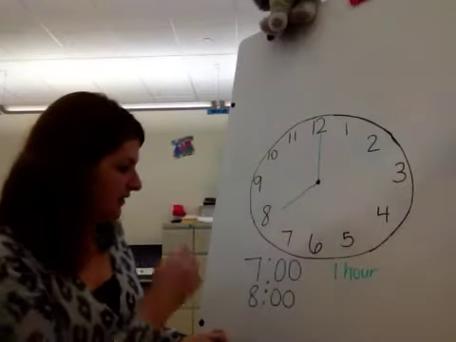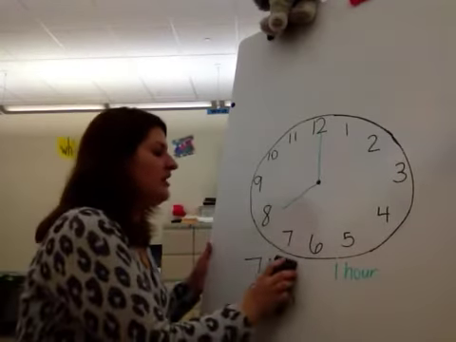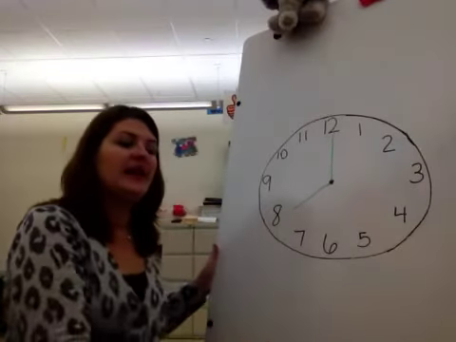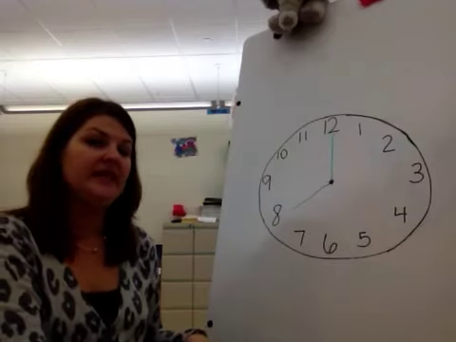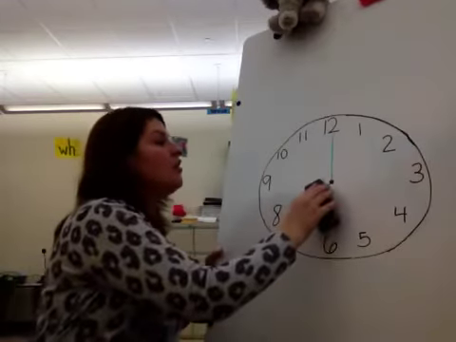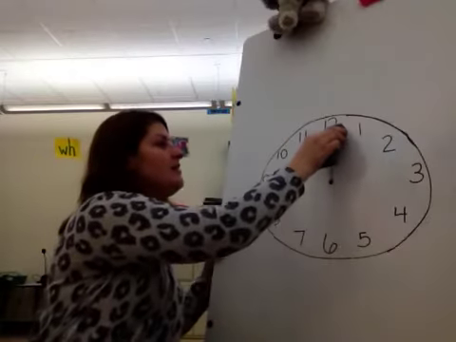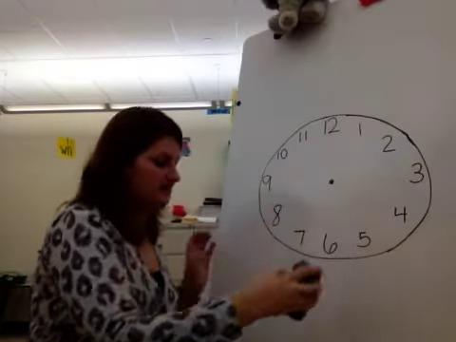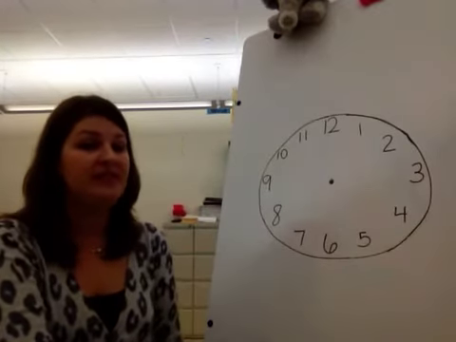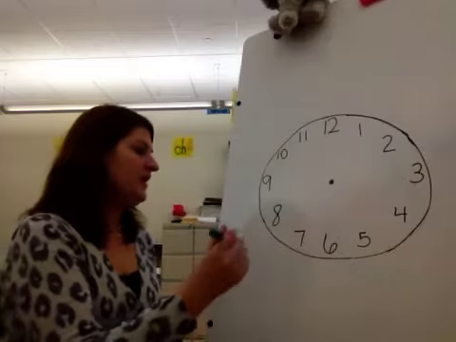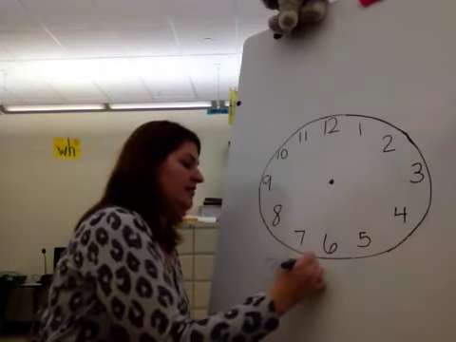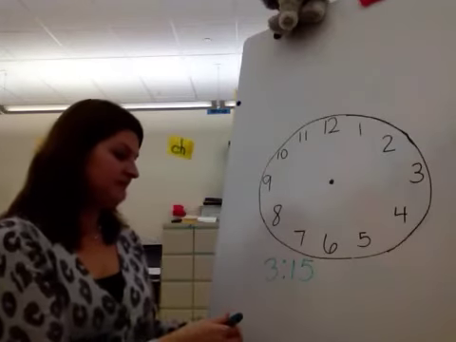Now let's try another one. This time we're going to say that Paul got home from school at 3:15. He has soccer practice 2 hours later. We want to figure out what time his soccer practice starts at. So the first thing we need to do is figure out what 3:15 looks like. So we know the hour is 3 and the minutes are 15.